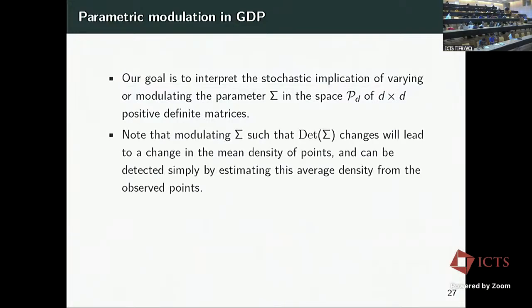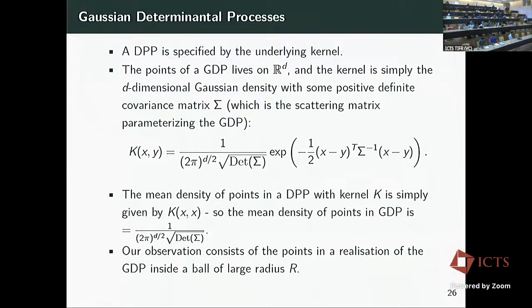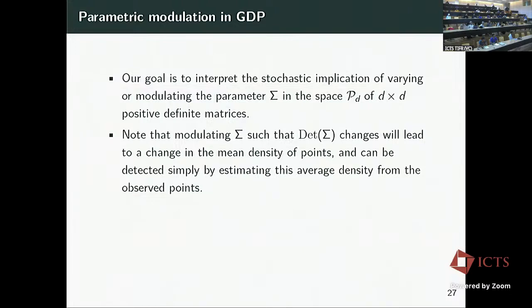So what we will do is that we will mod out by those simple modulations. Because the average density of points is 1 over the square root of determinant of sigma, therefore doing any modulation on the parameter sigma such that determinant of sigma changes will lead to a change in the mean density of points and can be detected simply by estimating the average density from the observed points. Okay, so these are what we would like to think of as the trivial transformations of the model, and our parametric modulation should be more substantial in the sense that we should precisely mod out by those trivial transformations and look at only modulations which keep this determinant unchanged.